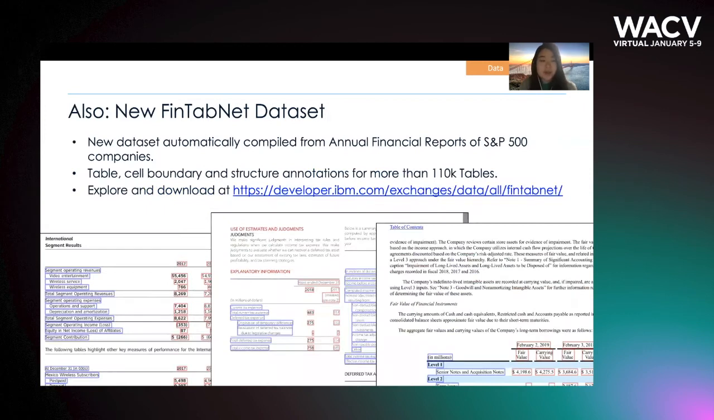In addition, we created a completely new data set called FinTabNet that's automatically compiled from annual financial reports of S&P 500 companies. This results in more than 100,000 tables, and financial tables are arguably more complex and certainly very different from scientific documents. And you can also explore and download this at the link provided.